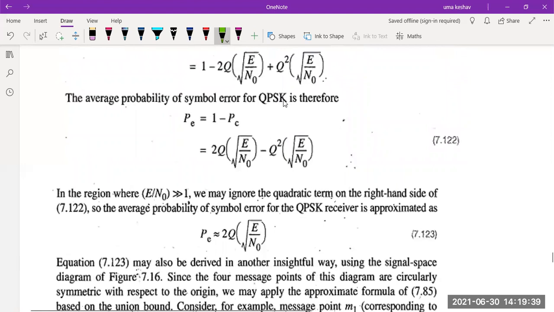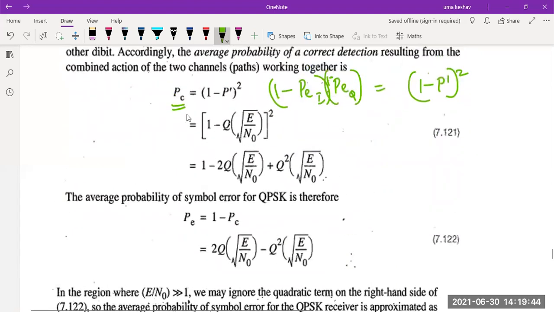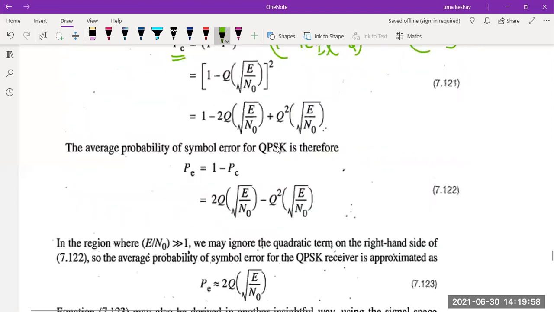Finally, the average probability of symbol error for QPSK is 1 minus probability of correct detection. So if I have to use the combined probability of error for in-phase and quadrature phase, on an average level, the average PE, or probability of error on the whole, for the QPSK is 1 minus probability of correct detection. So 1 cancels out. What is left will be this and this. 1 minus 1, 1 goes off. So these two values are left.